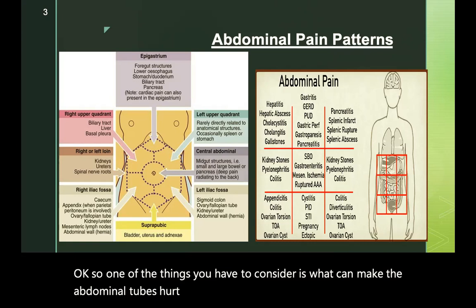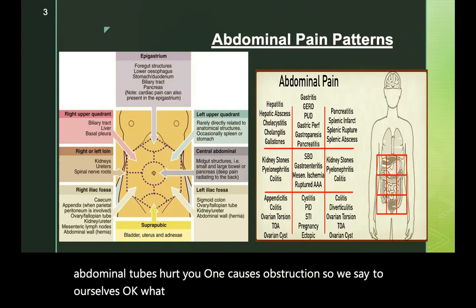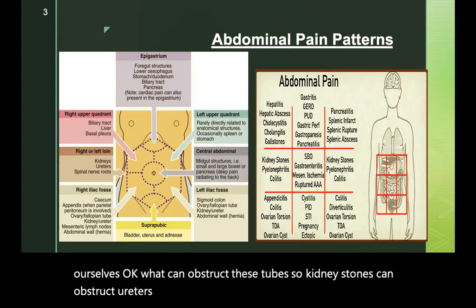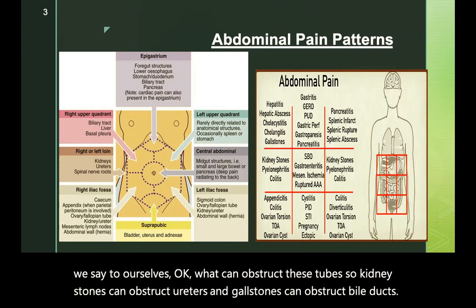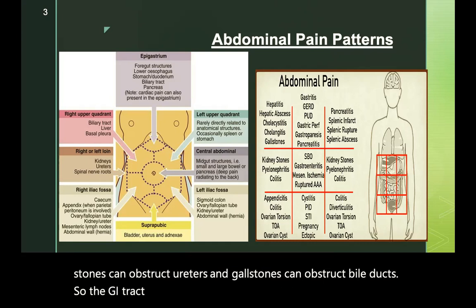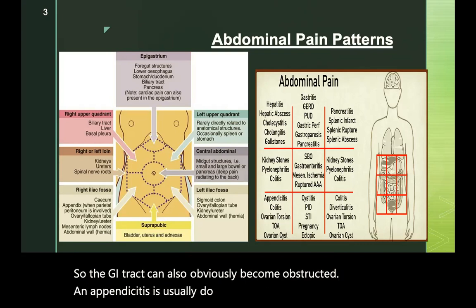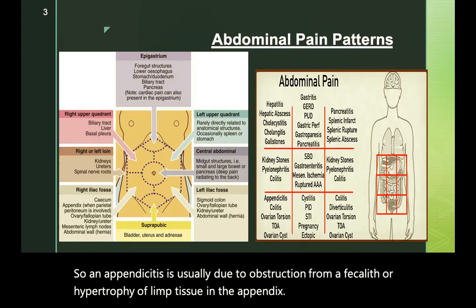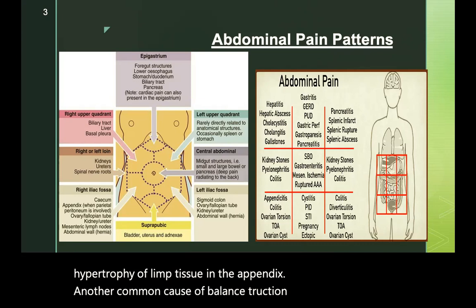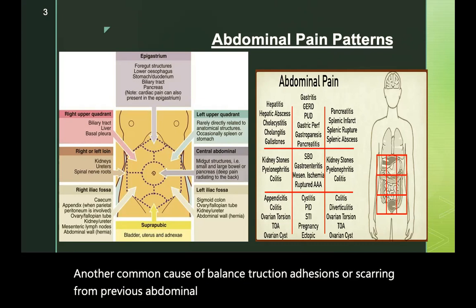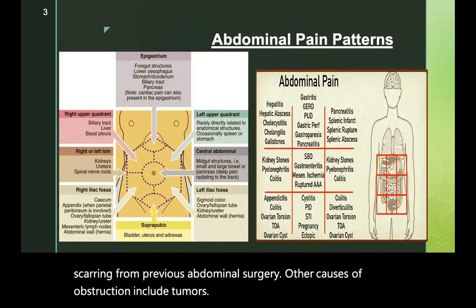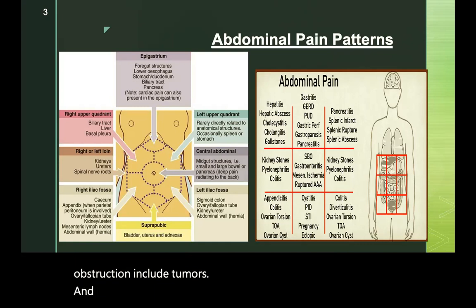One cause is obstruction. So we say to ourselves, what can obstruct these tubes? Kidney stones can obstruct ureters, and gallstones can obstruct bile ducts. The GI tract can also obviously become obstructed. Appendicitis is usually due to obstruction from a fecalith or hypertrophy of lymph tissue in the appendix. Another common cause of bowel obstruction is adhesions or scarring from previous abdominal surgery. Other causes of obstruction include tumors, hernias, and volvulus, which is like twisting of the intestines around itself.